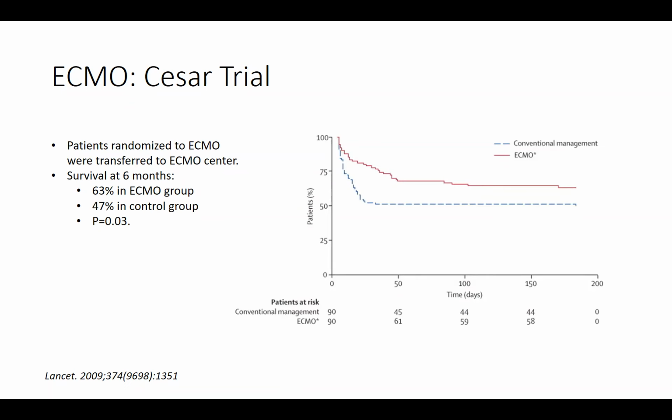The Caesar trial randomized people to ECMO, and they were transferred to an ECMO center if they met criteria. And they looked at survival at 6 months, and they saw a survival benefit. These were people with severe ARDS, but not the way we often think of ECMO as salvage therapy when everything else has failed. They were more proactive. Like you don't wait for multiple organ failure. That's actually a relative contraindication, like that's when you don't do ECMO.